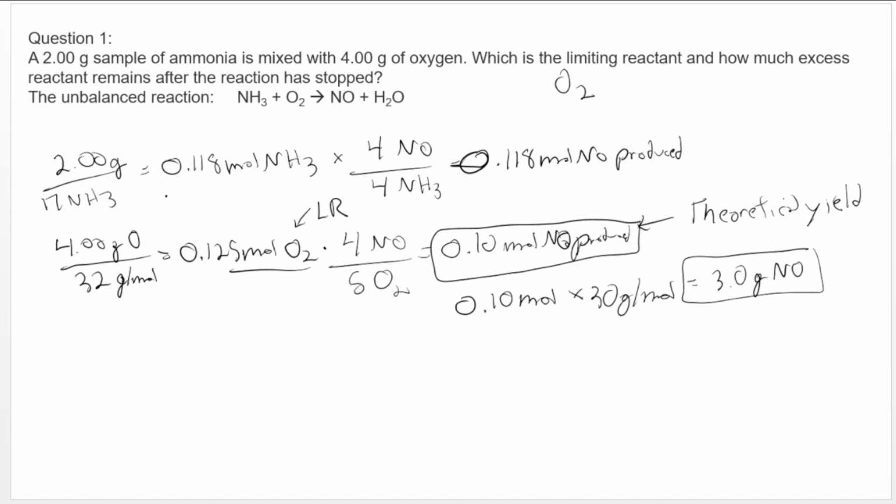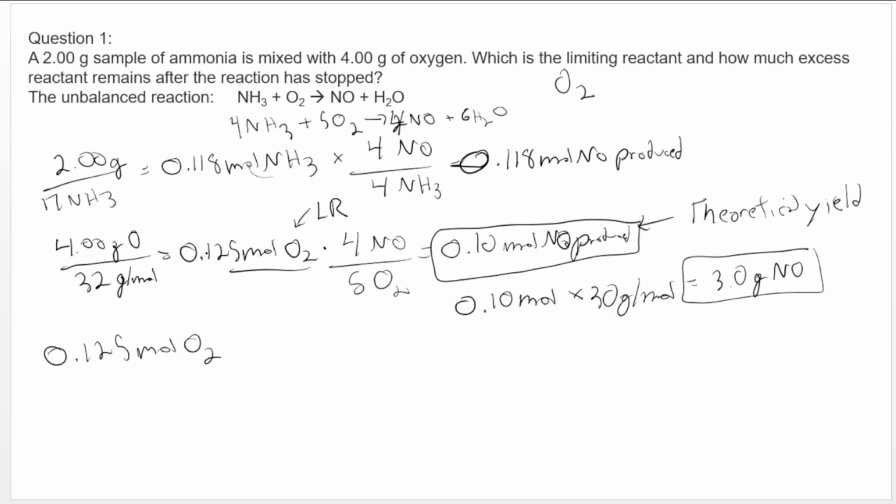Okay, the next part, which a lot of students find tricky, is how much excess reactant, so not the limiting reactant, the excess reactant, which in this case is the NH3, does remain after the reaction stopped. So we're going to look at our NH3. The easiest way is to use the amount of moles of the limiting reactant, 0.125 moles of O2, and we're going to use the molar ratio in our balanced reaction to not only go from reactant to product, but to go from reactant to the other reactant.